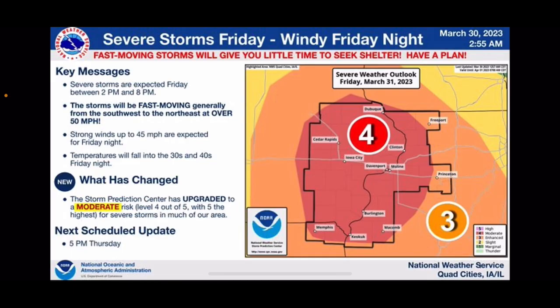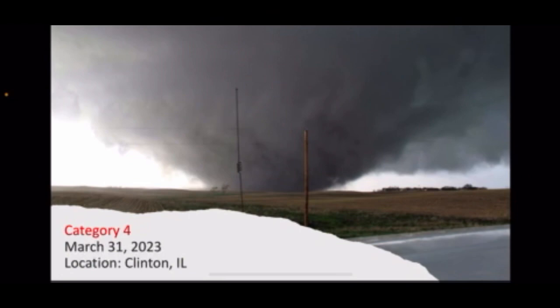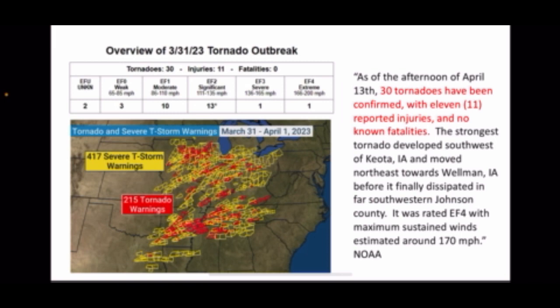And this is just a screenshot showing severe storms from March 30th. You can see that there's high risk in that red area, and then it spreads out and gets lower the further out you go. Here you can see a Category 4 hurricane on March 31st in Clinton, Illinois. On March 31st, 2023, there were a lot of tornado warnings and severe thunderstorm warnings. As you can see in the map, there were 215 tornado warnings and 417 severe thunderstorm warnings between March 31st and April 1st of 2023.